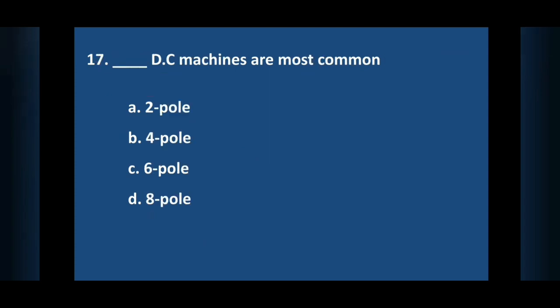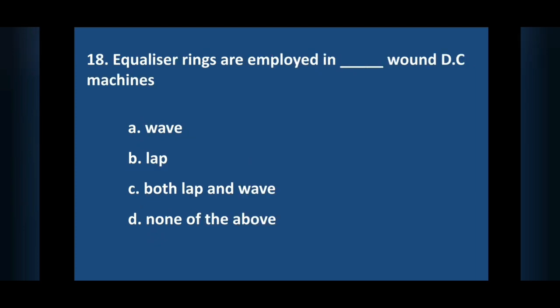Question number 17. Dash DC machines are most common. Answer is option B, 4 pole. Question number 18. Equalizer rings are employed in dash wound DC machines. Answer is option B, lap.